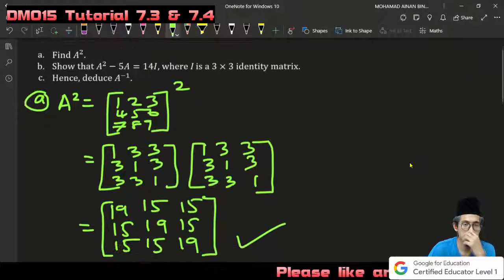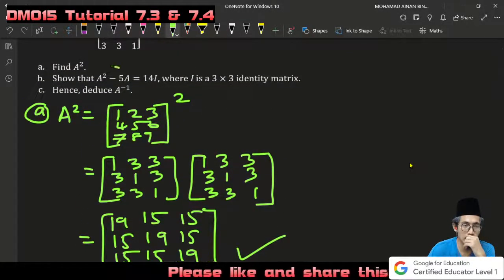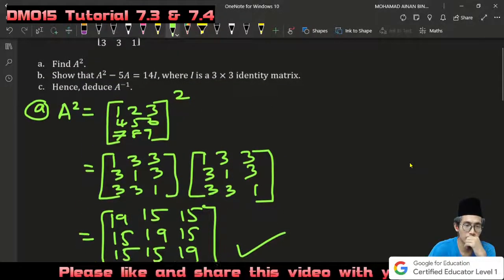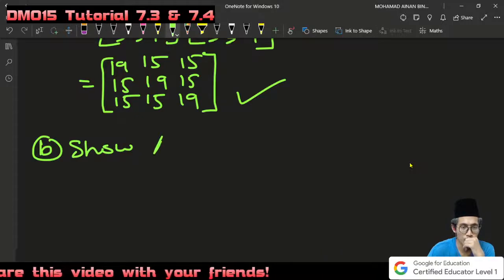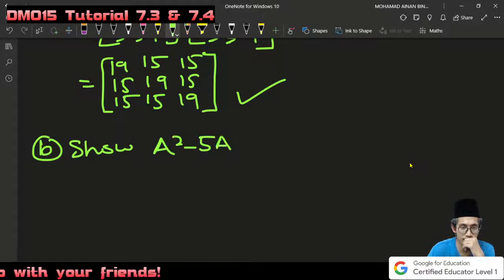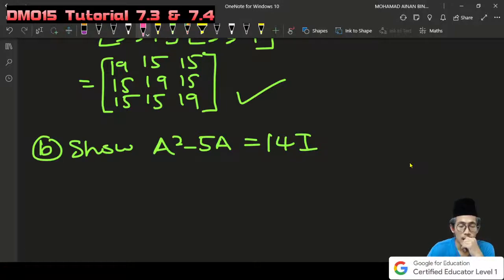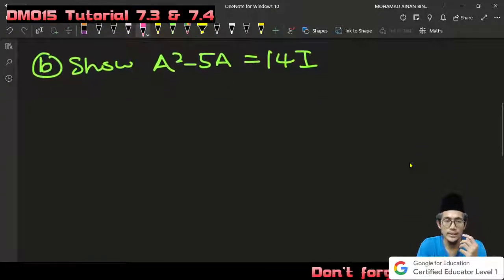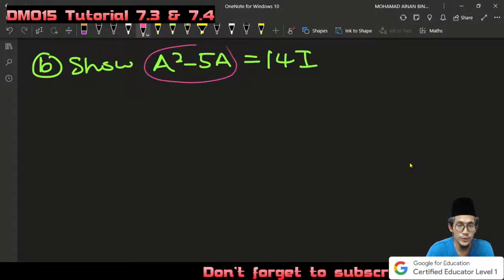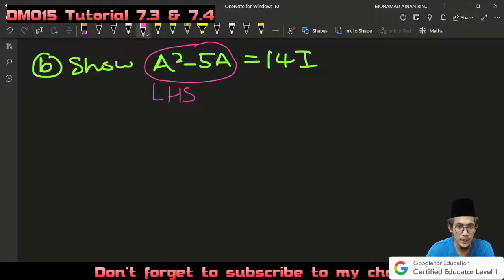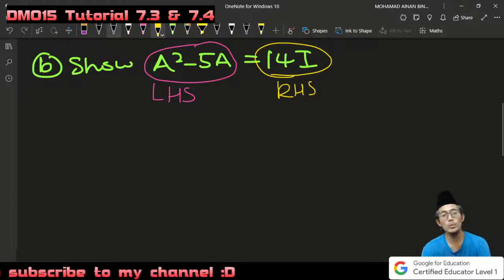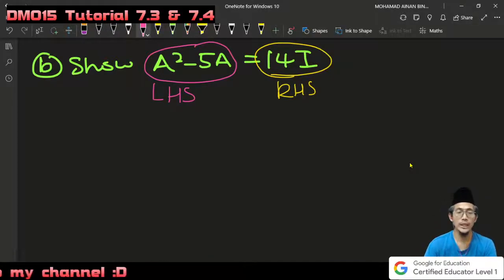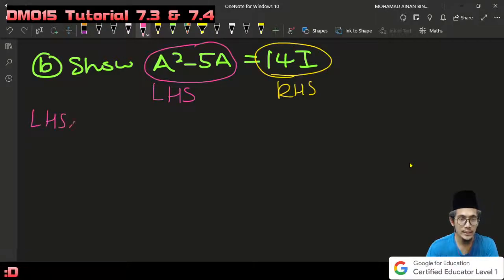Okay, next. Macam mana nak buat ni, kita kena salin balik soalan dulu lah. So B. Okay, dia suruh show. Show apa? A square minus 5A equals 14I. Okay, now cara yang betul adalah, you have to do left hand side or right hand side first. Mana-mana dulu pun boleh, tapi you have to do it separately. Okay, so like this.